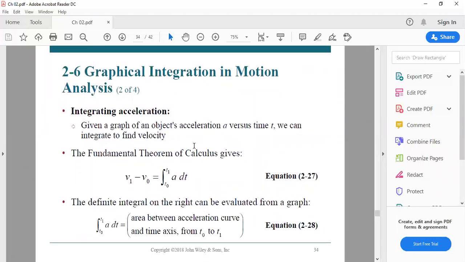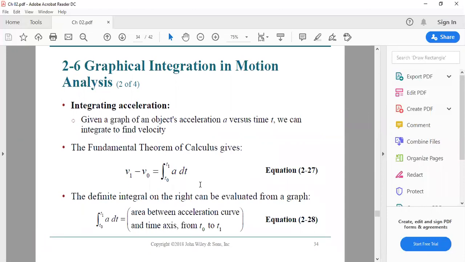So, integrating acceleration, given a graph of an object's acceleration a versus time t, we can integrate to find the velocity. The fundamental theorem of calculus gives that the difference in the velocities is going to be integrating the acceleration with respect to time from t0 to t1. And the definite integral on the right can be evaluated from this particular graph, basically the area between the acceleration curve and the time axis from t0 to t1. That is your calculus definition.